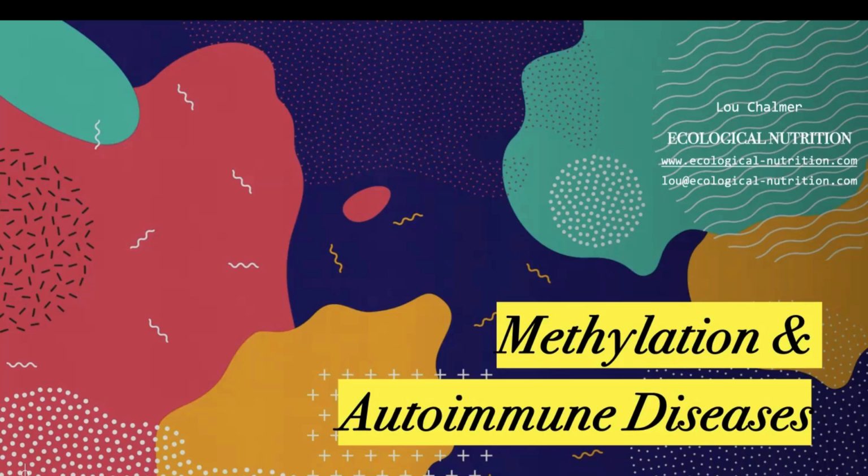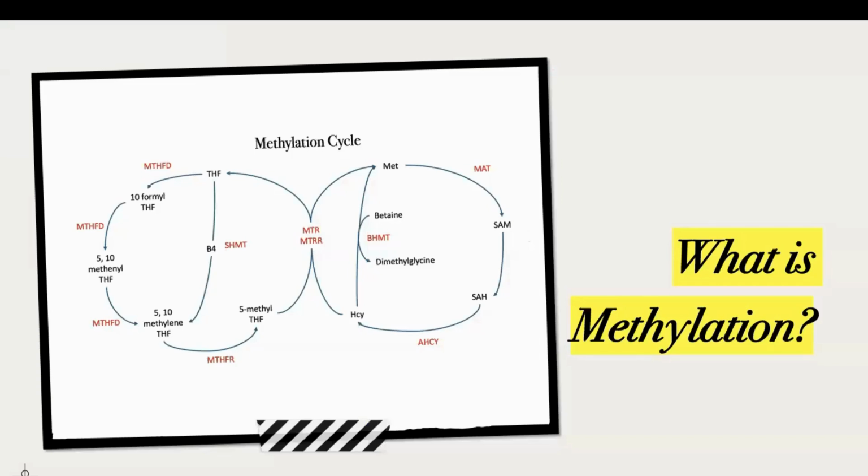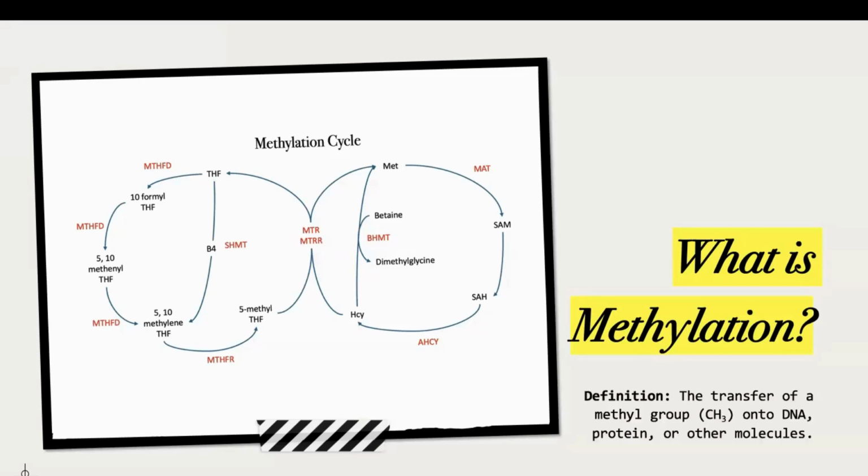So let's have a quick look at methylation and what it actually is. Methylation is basically an enzymatic process that requires cofactors like folate, B12, B6, and SAMe. What it does is facilitate the transfer of what's called a methyl group. This is a compound with the chemical structure of CH3, so C is carbon and H is hydrogen. And it puts it onto DNA, protein, and other molecules, and it catalyzes or fuels different reactions.